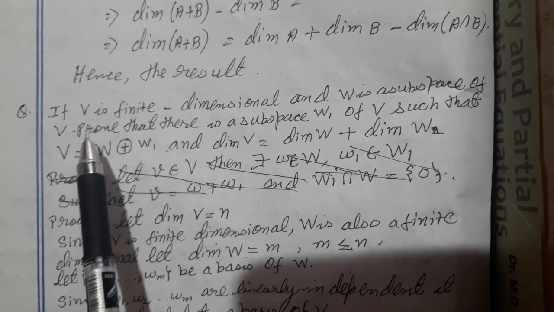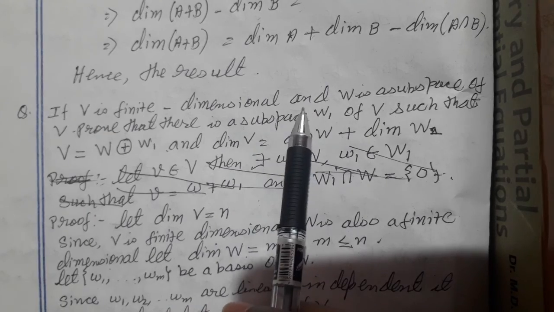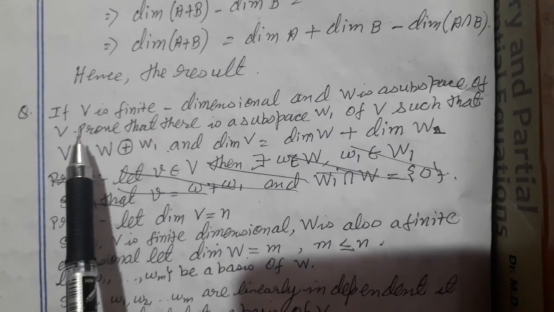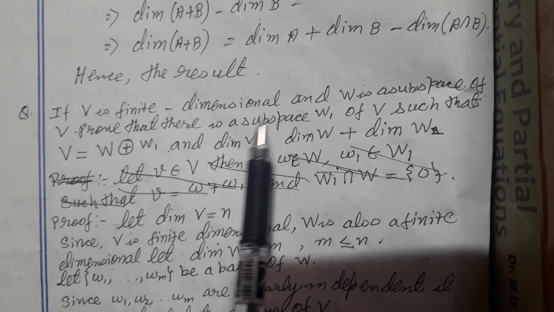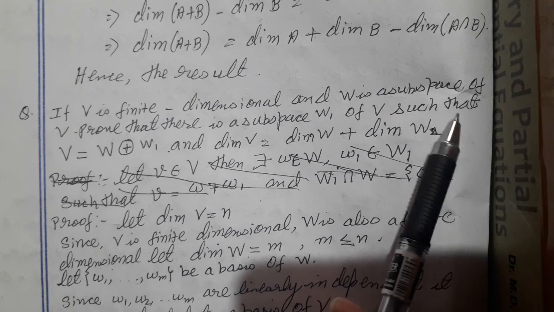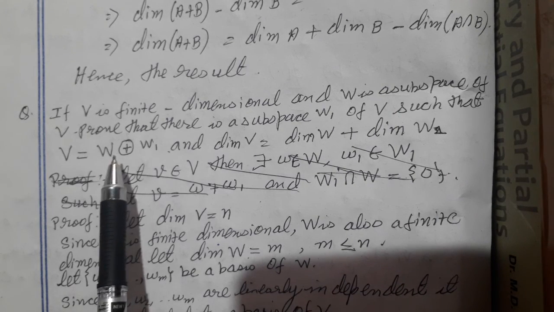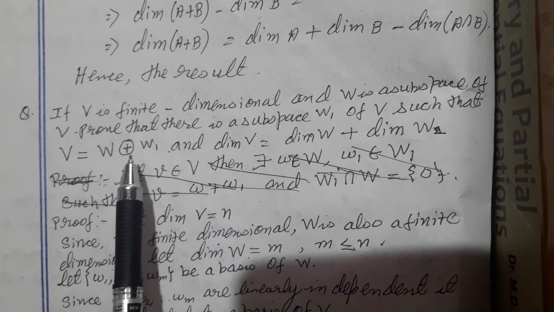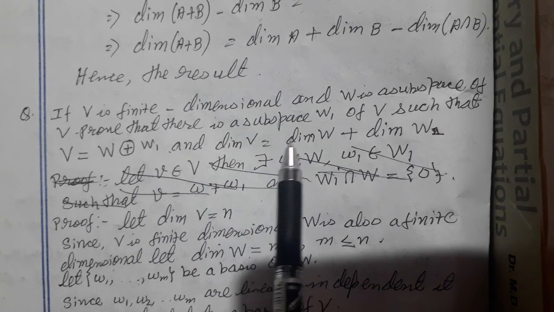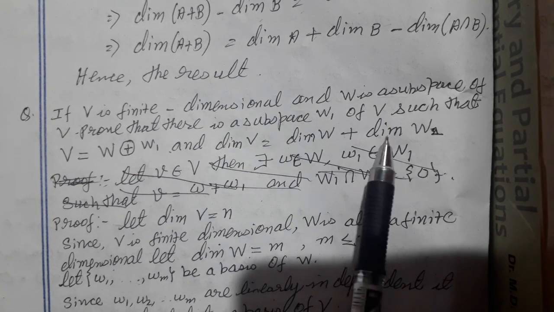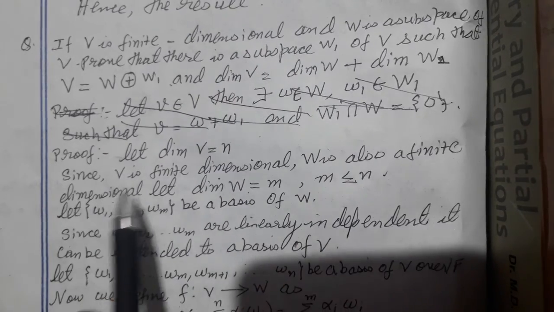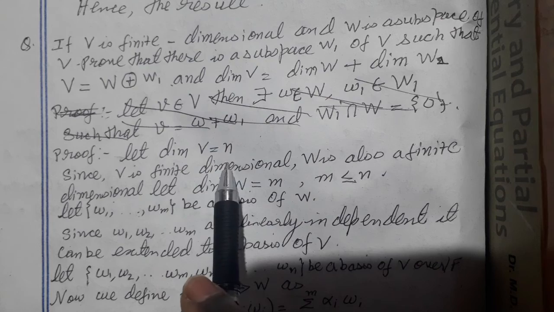The next question: if V is finite dimensional and W is a subspace of V, then we have to prove that we can find a subspace W1 of V such that V can be written as the internal direct sum of W and W1, and dimension of V is equal to dimension of W plus dimension of W1. So I am taking the dimension of V to be n.